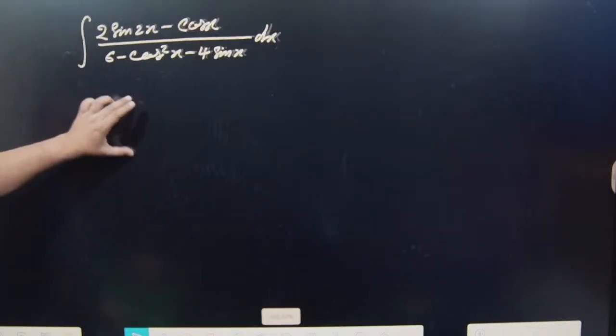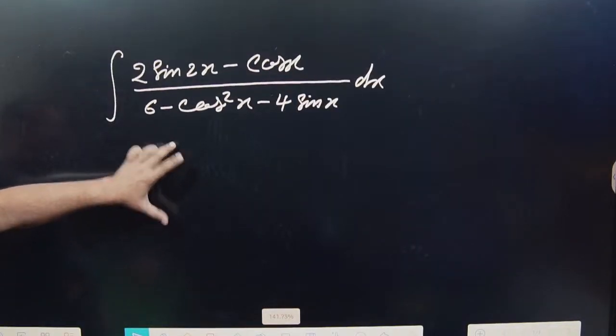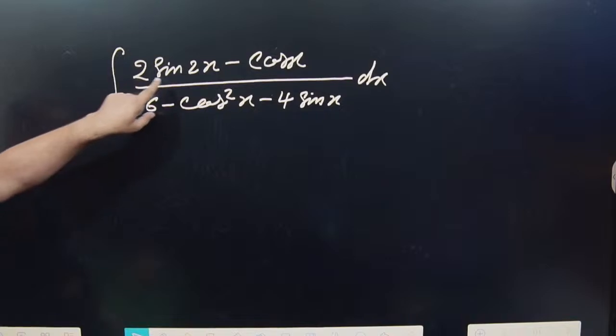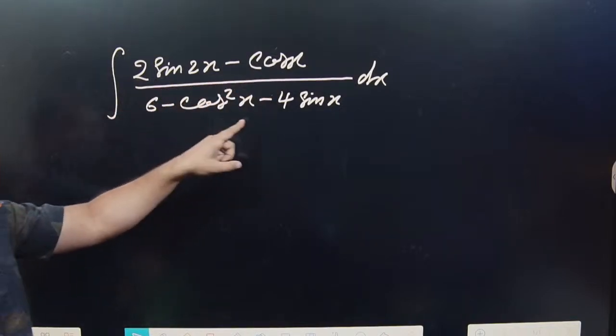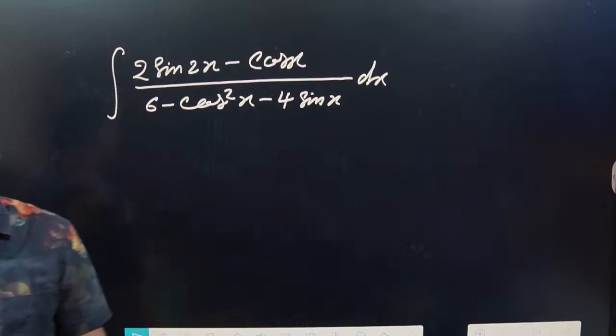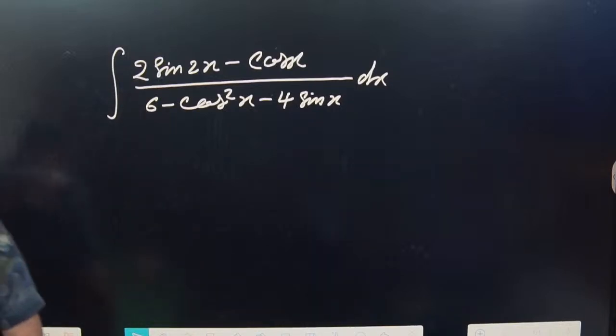Wait, look here. Integration of 2 into sin 2x minus cos x divided by 6 minus cos square x minus 4 sin x dx. This is the problem. So how can we solve this type of problem? Okay, first of all everyone can try, then after that I will do.